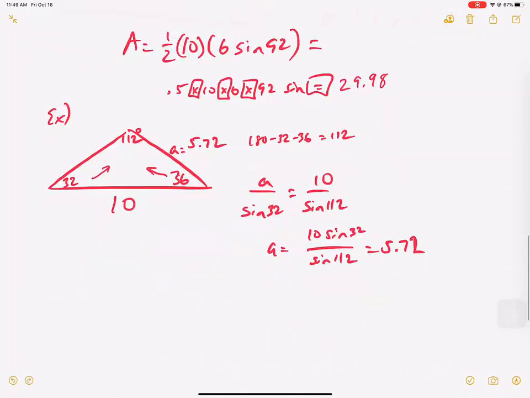So sometimes it might take us a couple steps to get there. A is equal to 1/2 times 5.72 times 10 times sine of 36. 0.5 times 5.72. Sorry, Mr. Ko, you got a 5.72, right? Yeah. Okay, cool. Thank you. I'm getting the area to be 16.81. Try that again. 0.5 times.